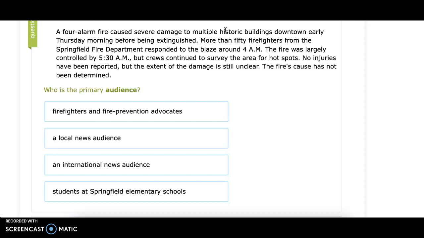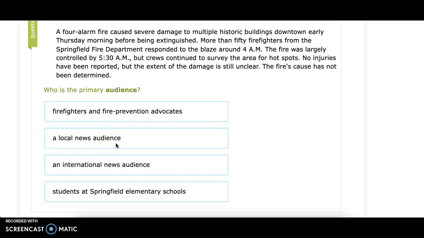where this is happening. Probably not an international news audience, because we would have seen much more specific details about where this is located. And probably not students, because again, we notice that this is in a newspaper. The details are not intentionally watered down for children. The story itself is not really intended for children. So safely, we come back to the conclusion that our audience is a local news audience.